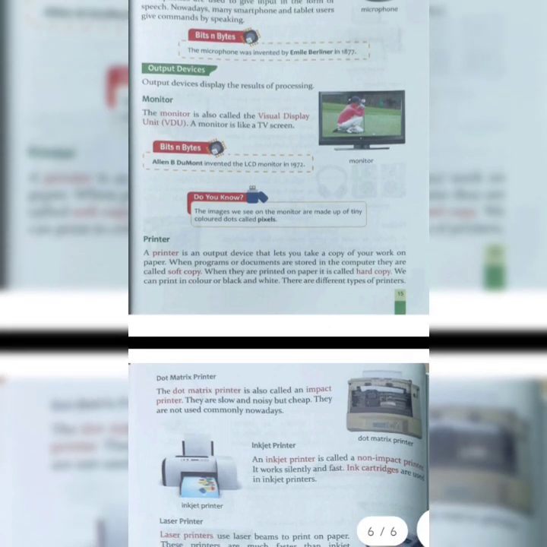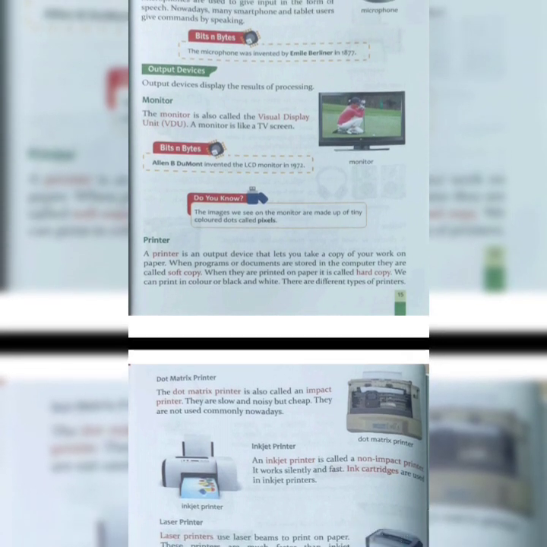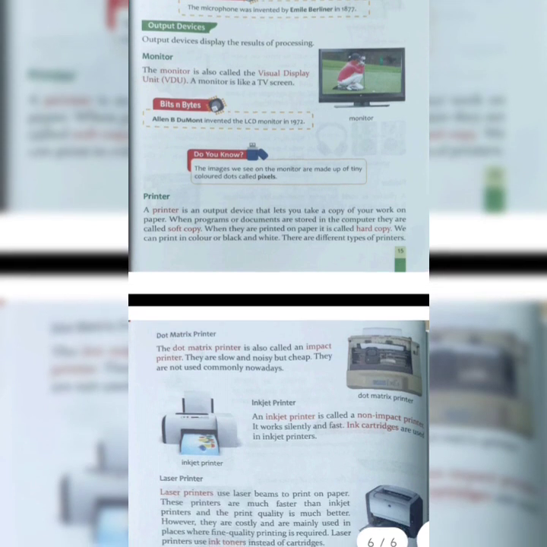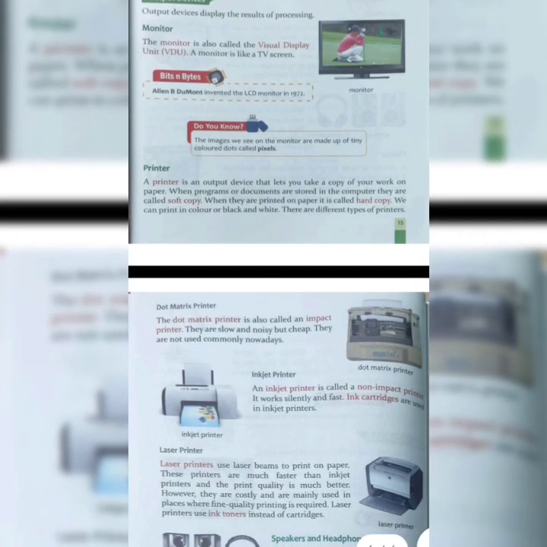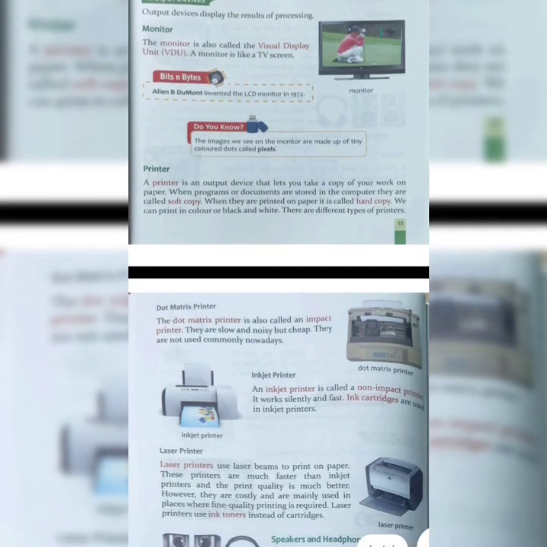The microphone was invented by Emile Berliner in 1877. Output devices. Output devices display the results of processing. Whatever we have said, the computer takes that input, processes it inside, and whatever outcome it gives us, that is the output. What we see on the monitor screen is the output.